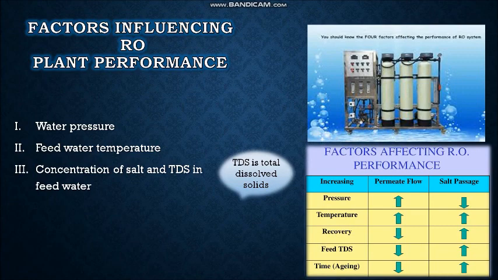Number 3. Concentration of salt and TDS in feed water. The high concentration of salt and TDS in feed water causes an increase in osmotic pressure, which decreases the permeate flow. High concentration also causes a greater amount of salt to pass through the membrane. Because of these two conditions, the product will not be of good quality.